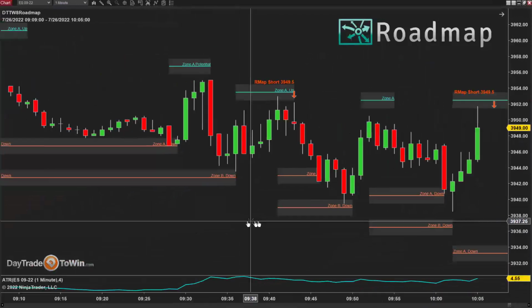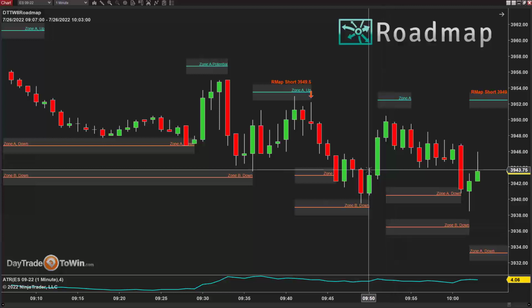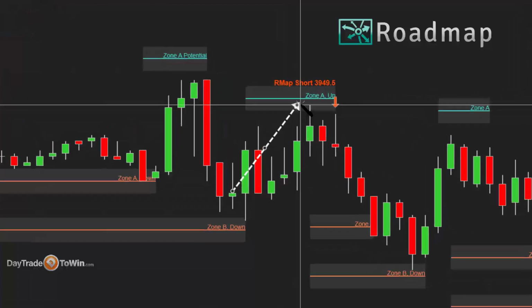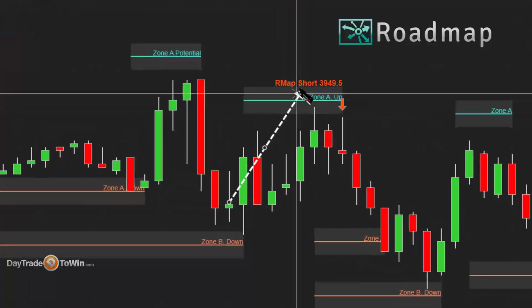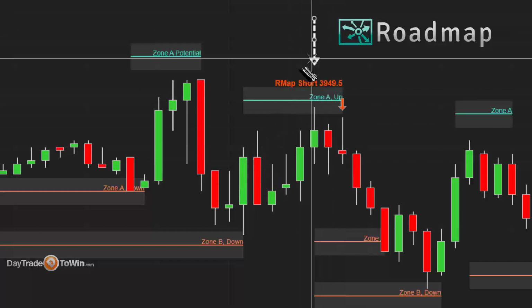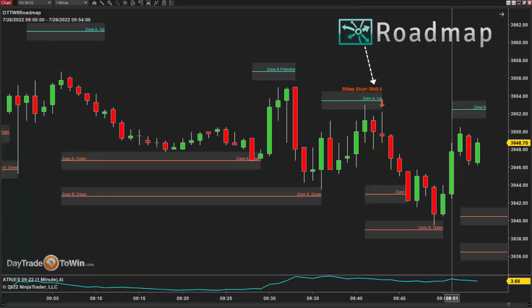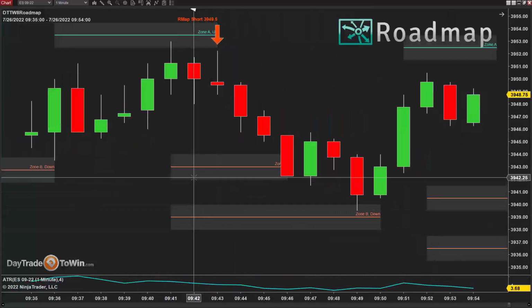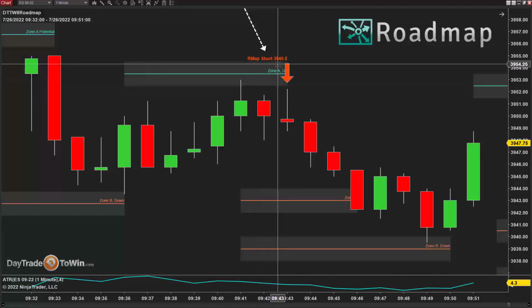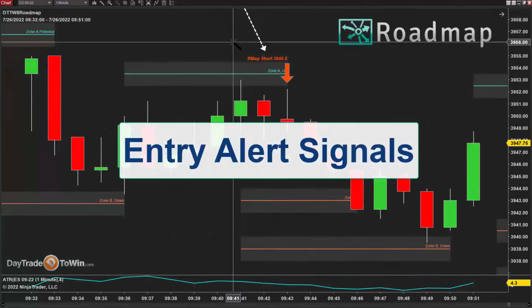The same thing is true if I look here a little bit back when the market opened. This works 24 hours a day, but you see as the market leads up to the zone, it lands in the zone, does not go through it, and then reverses off of it. And a signal appears, roadmap short 39.49.50, and an arrow also appears, shows me exactly where to go short. So 39.49.50.